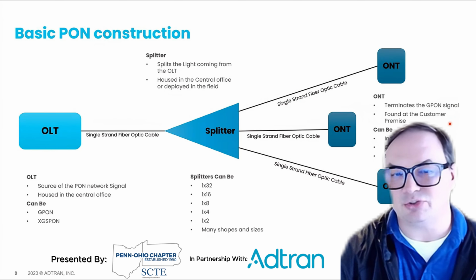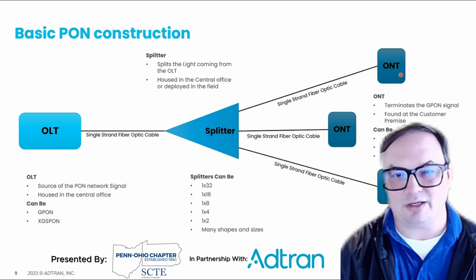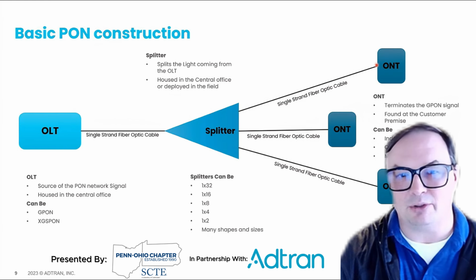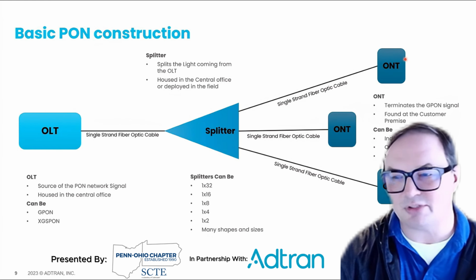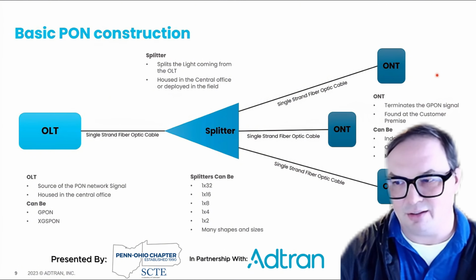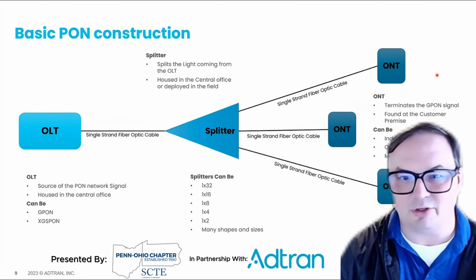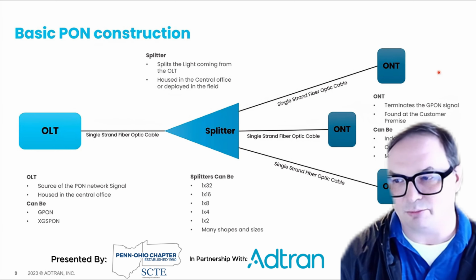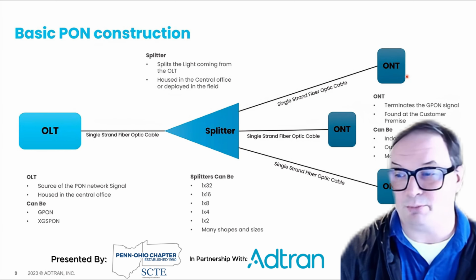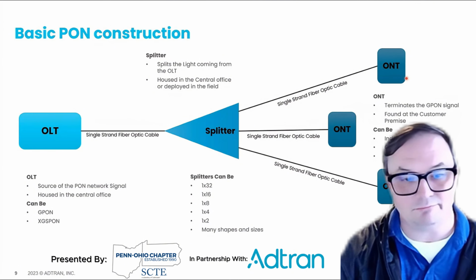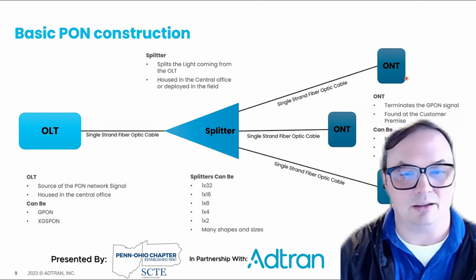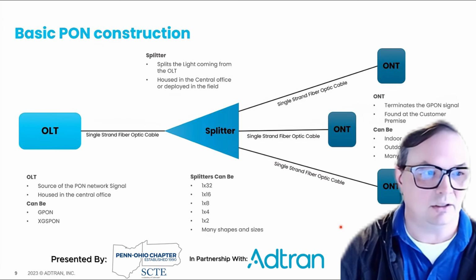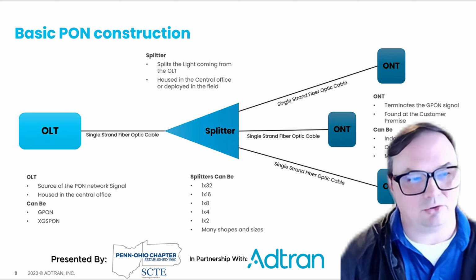But that terminates your signal. This is found on the customer premises, and it takes that fiber and typically drops off an Ethernet port. And today that can range anywhere from 1 to 2.5 to 10 gig Ethernet that we're going to hand off to the customer premises. There might be integrated voice ports on here, maybe a video port. ONTs, again, come in all shapes and sizes. So that's your basic PON construction.